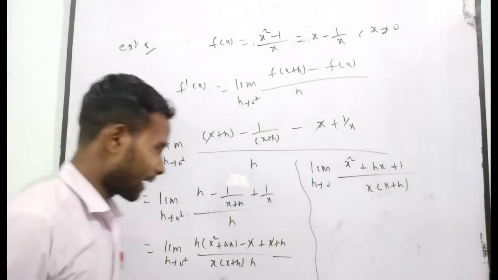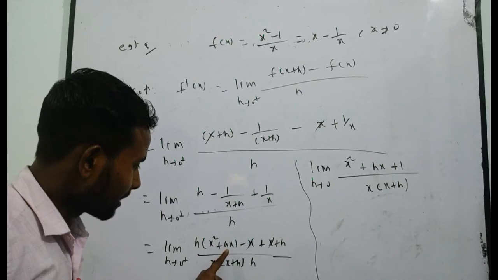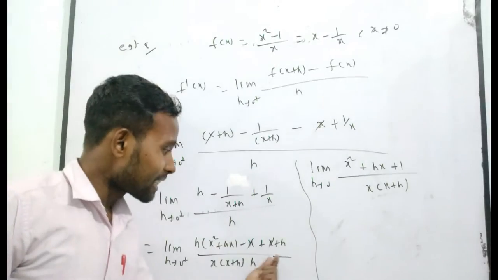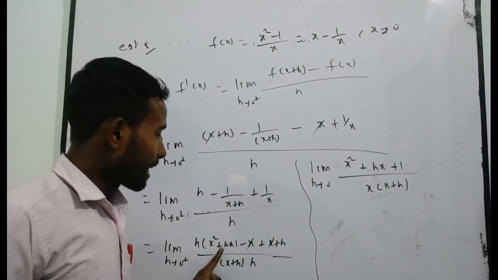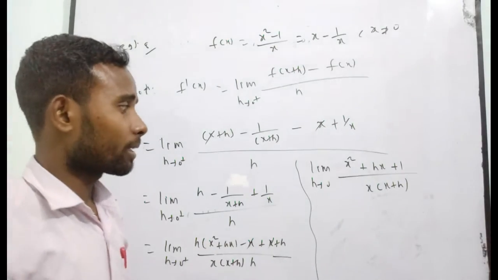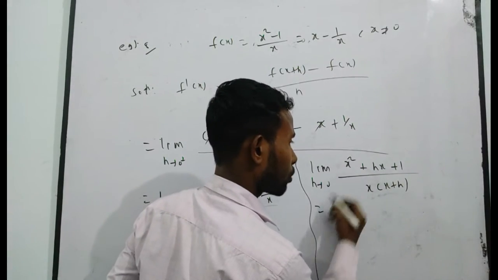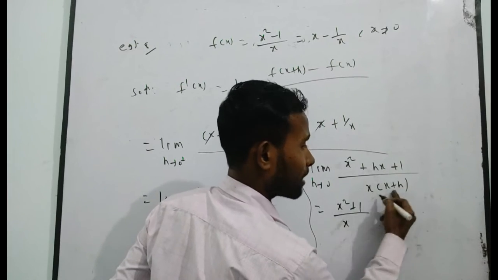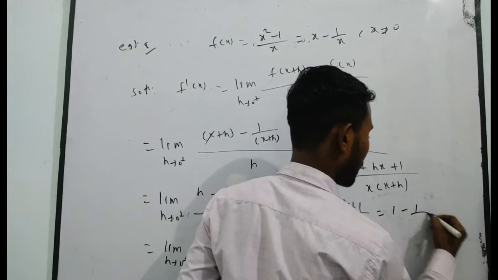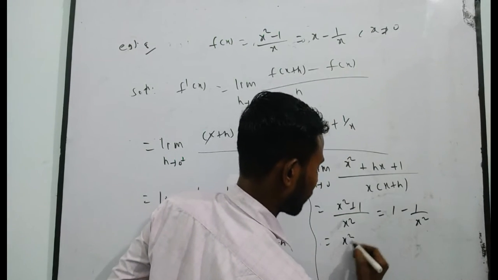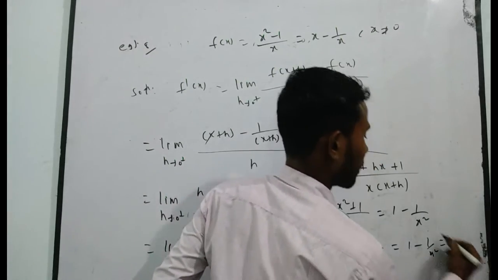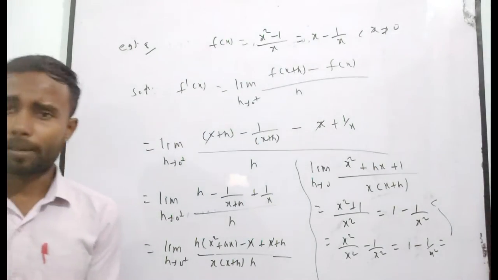How do we write? It is very simple. I have done nothing. Simply see here, h has been taken common. If h is taken common, what do you get? x² + hx, and here you get 1. So I have written x² + hx + 1 by x(x+h), and h is cancelled after taking common. Now put h equal to 0 directly. In that case you get (x² + 1)/(x times x), that means x². After writing the standard form, you get 1 − 1/x². How? Because after splitting, can you write x²/x² − 1/x²? Thereafter you get 1 − 1/x², which will be its required answer.